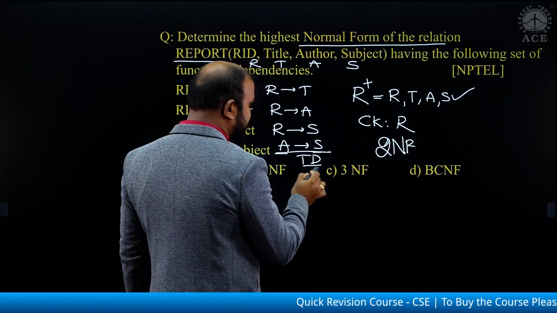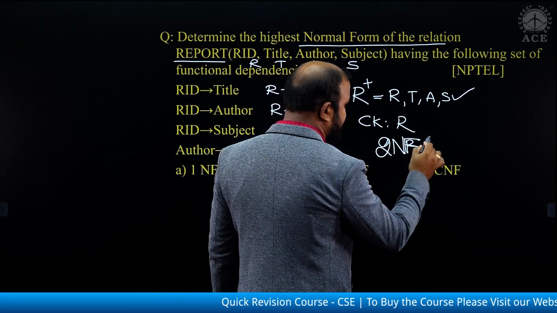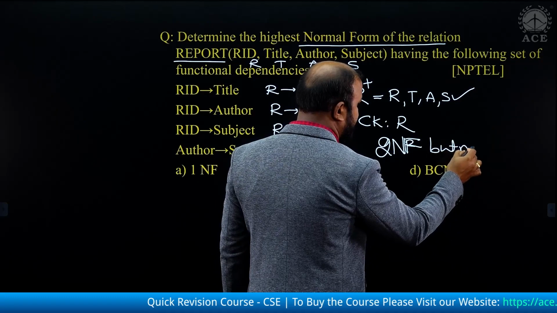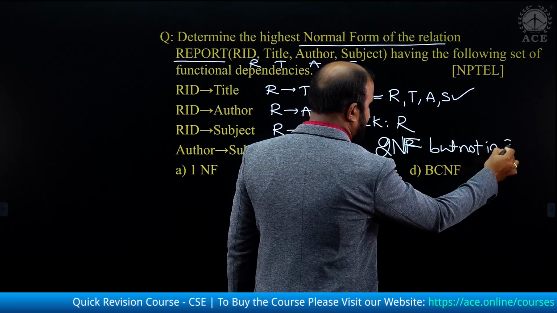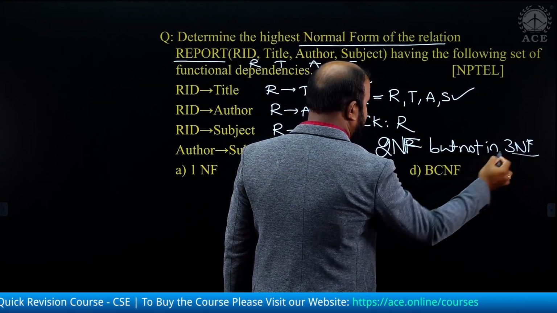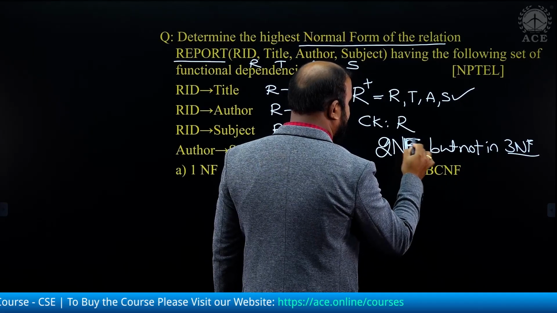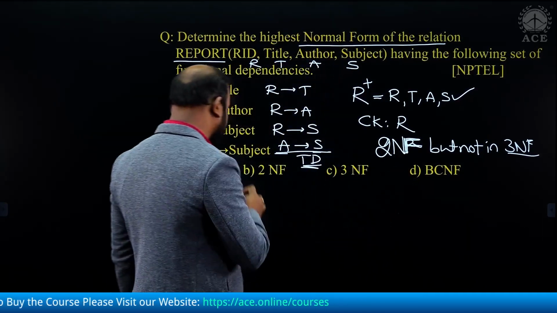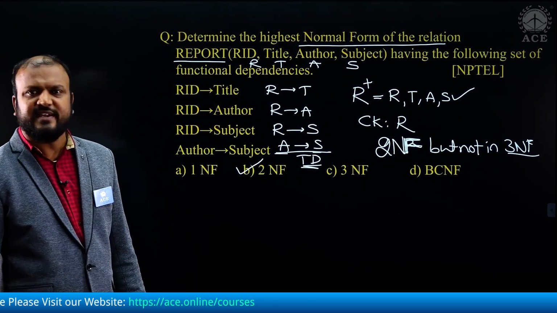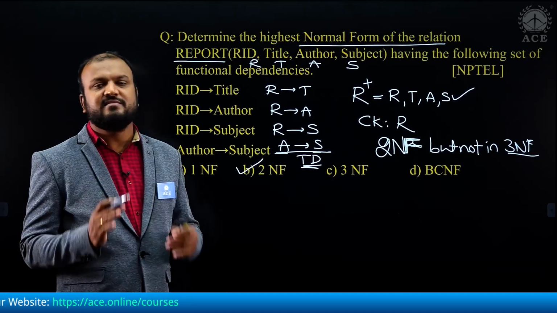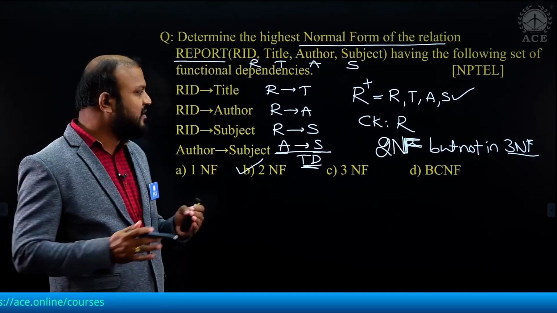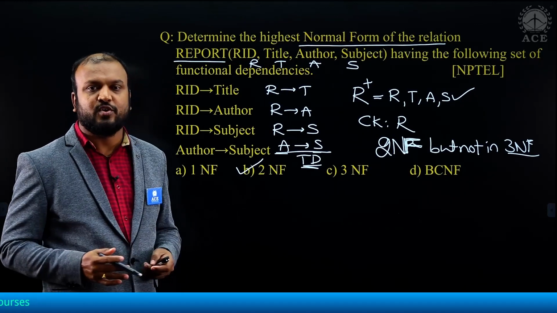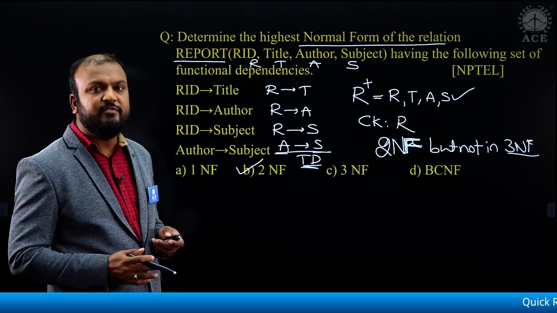Because it has a transitive dependency, can I call it 3NF? No, it is not in 3NF. So this relation satisfies which normal form? 2NF. So the answer for this question is 2NF. It is very simple. Once you understand how to find the keys, and then how to segregate the dependencies according to the normal form, it will be very simple.